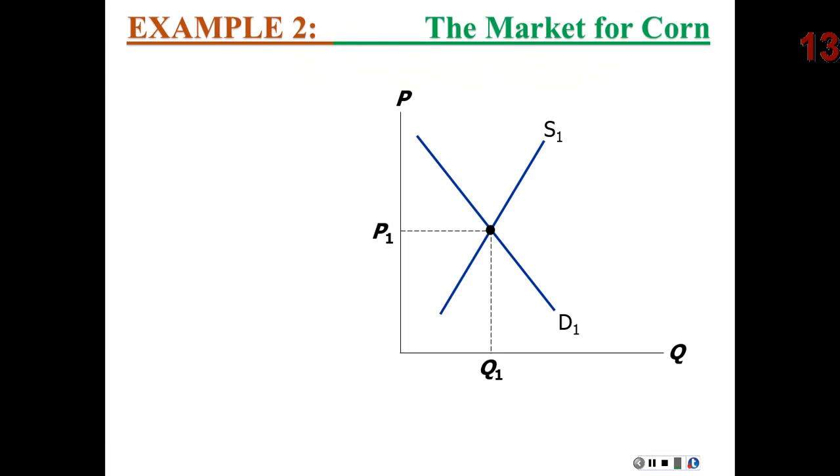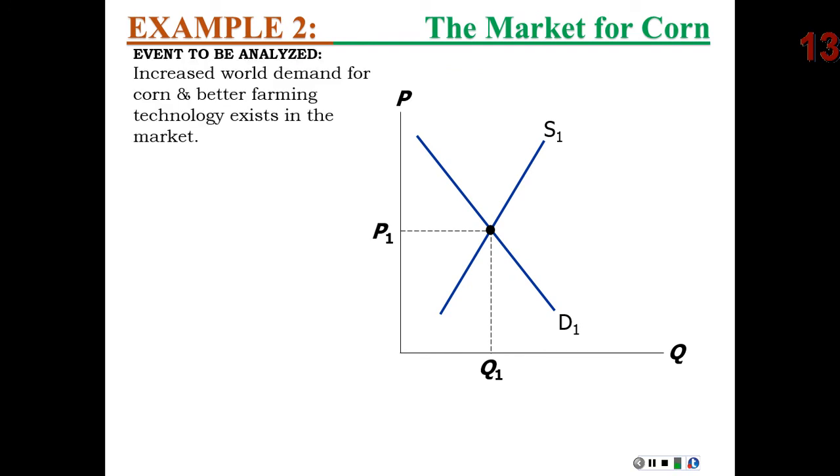Okay? Now, we need to talk about something just at the very end here, a little bit more nuanced case. What happens when both curves shift? Okay, let me give you an example. Say there's increased world demand for corn. Okay, clearly that would affect the demand curve. And there's better farming technology that allows more bushels of corn to be harvested per acre. Okay, well, that would clearly influence the supply curve.